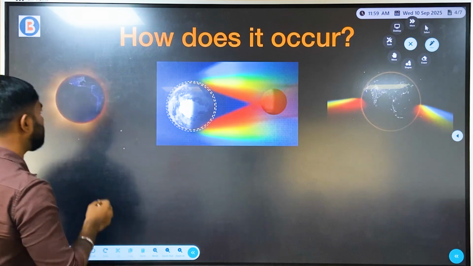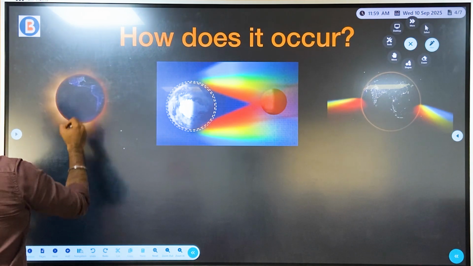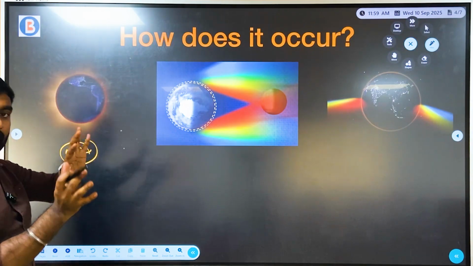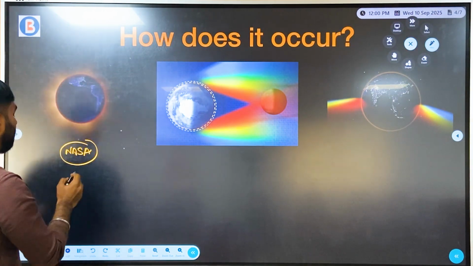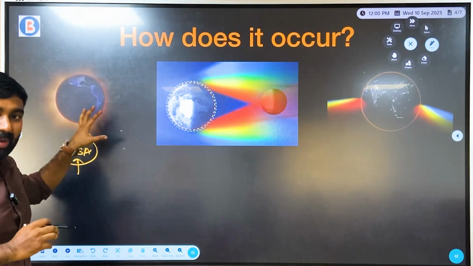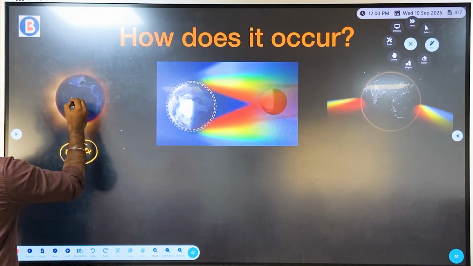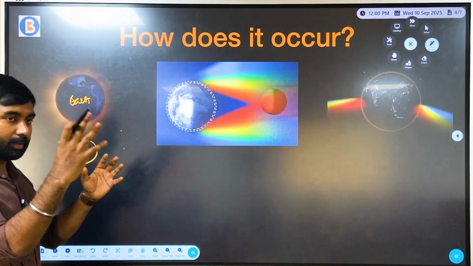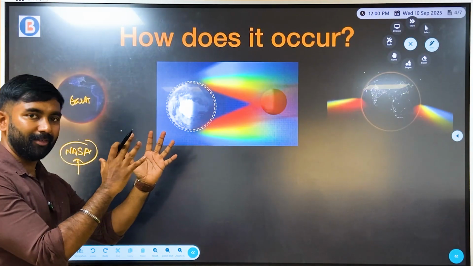So basically what happens is, this is the image of the earth completely covering the sun, right? And this is the image from NASA, and as you can see, this is the earth. So the earth is completely in front of the sun.